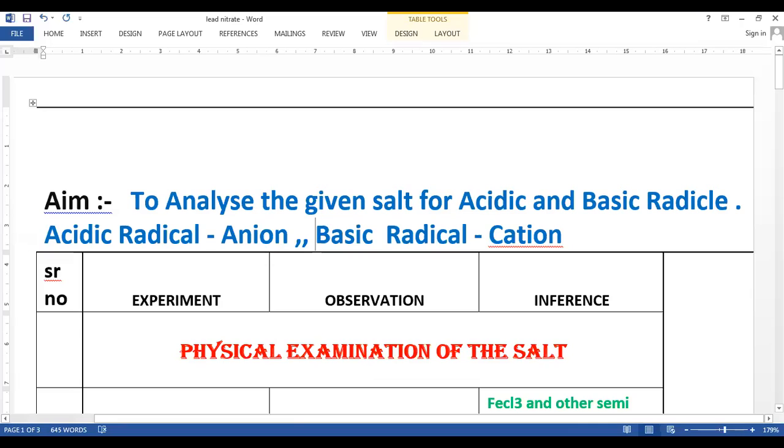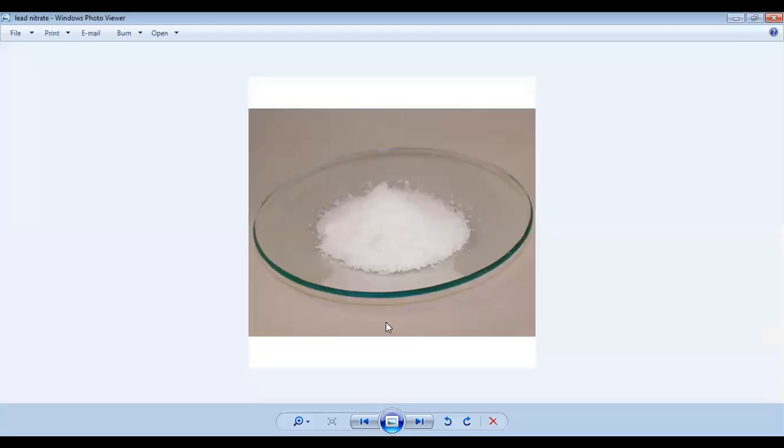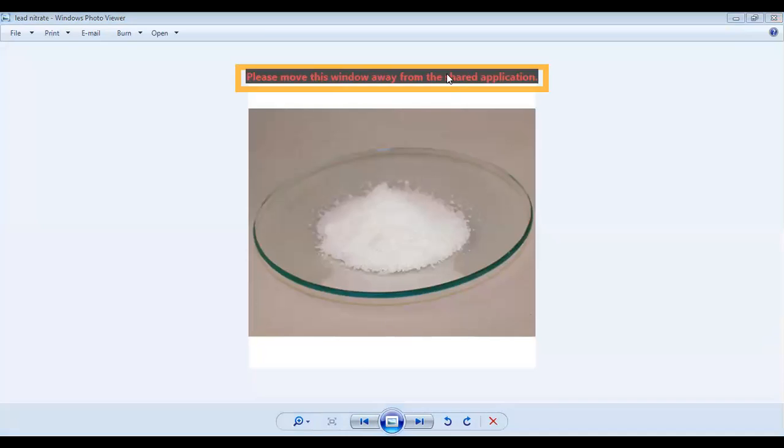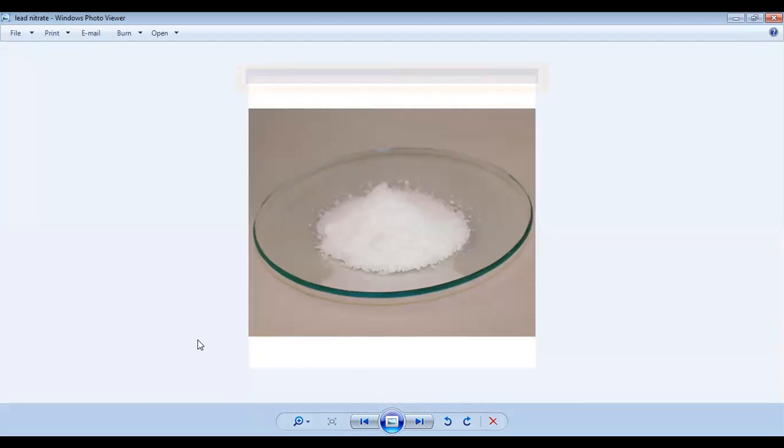So the salt given to us looks like this. I hope you can see it. Can you see the salt? Yes, sir. This is the salt we are going to study today. Can you see the salt, dear students? Yes, sir. Okay.